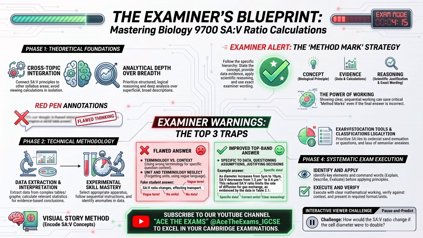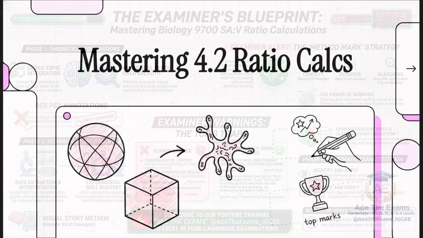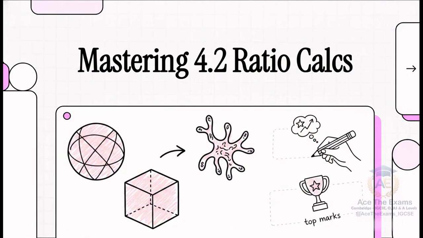Right, let's get straight into it. If you're prepping for your Cambridge Biology 9700 exam, mastering the 4.2 surface area to volume ratio calculations, well, it's not just an option. It is absolutely essential for your success. This specific topic pops up in virtually every single exam series.